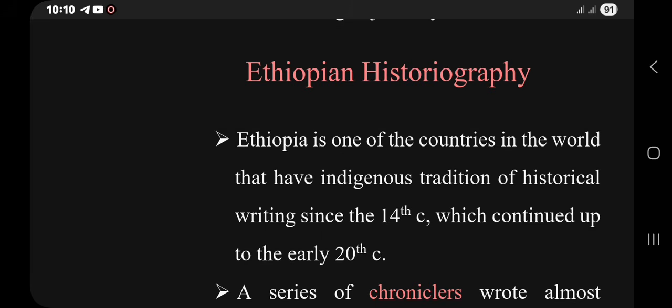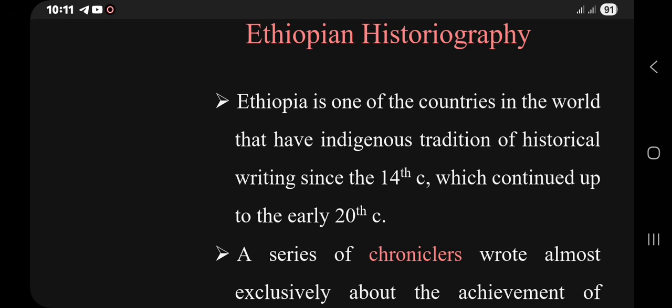Historiography means the writing of the history of historical writing. Ethiopia is one of the countries in the world that have indigenous historical traditions of writing since the beginning of the 14th century. Such indigenous writing continued up to the 20th century. This traditional or indigenous historical writing in Ethiopia is or was known as chronicle.